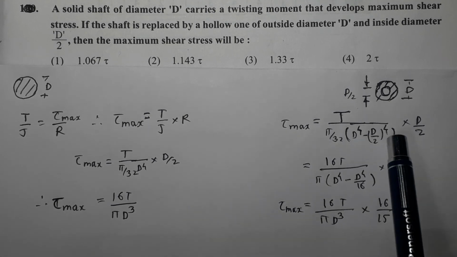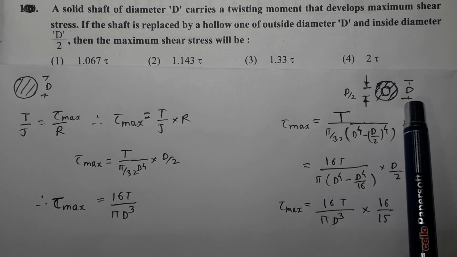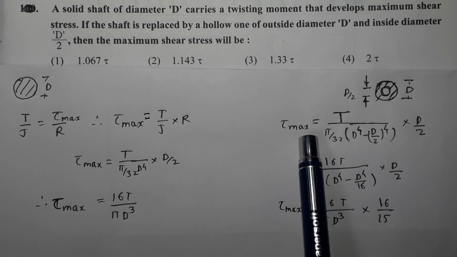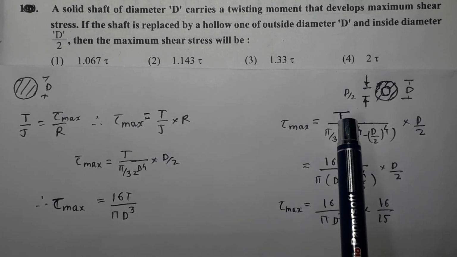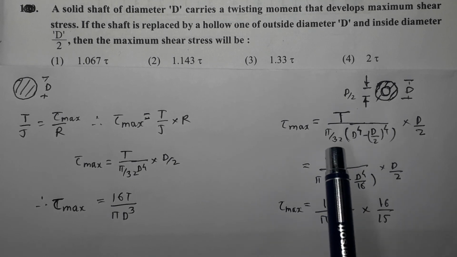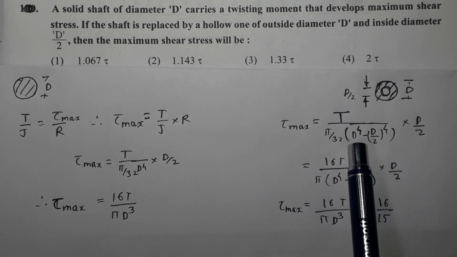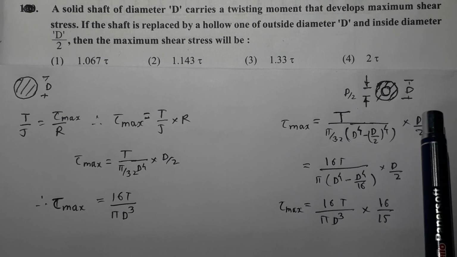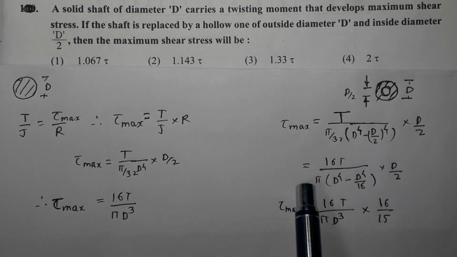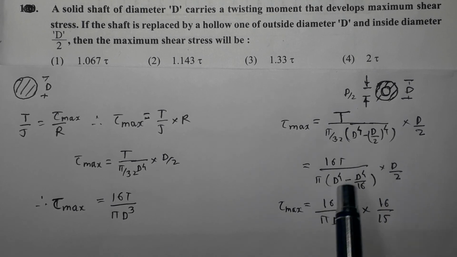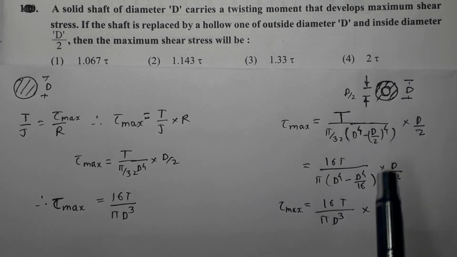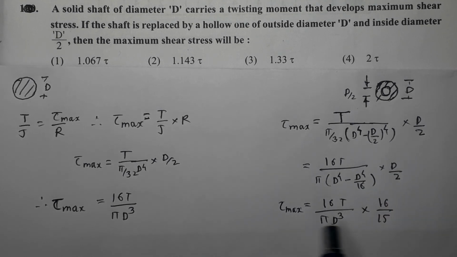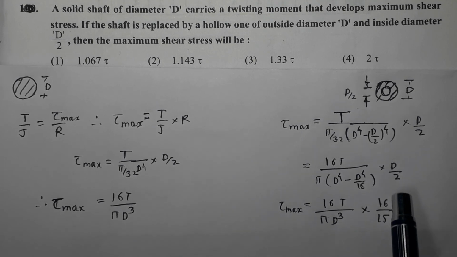Now in case 2, it is a hollow shaft with outer diameter capital D and inner diameter capital D by 2. Tau max can be obtained using the same formula, the equation of torsion. Tau max is equal to T divided by pi by 32 into D raised to 4, that is outer diameter raised to 4, minus inner diameter raised to 4, into radius. Radius is always the outer radius, so it is D by 2. That is equal to 16T divided by pi, and inside the bracket D by 2 raised to 4 will be D raised to 4 divided by 16. If I simplify further, I get tau max as 16T divided by pi D cube into 16 by 15.